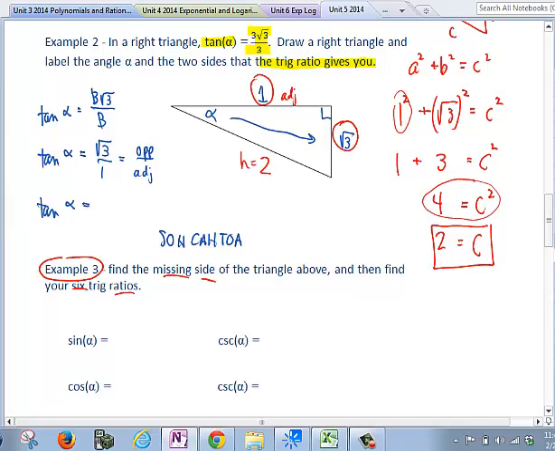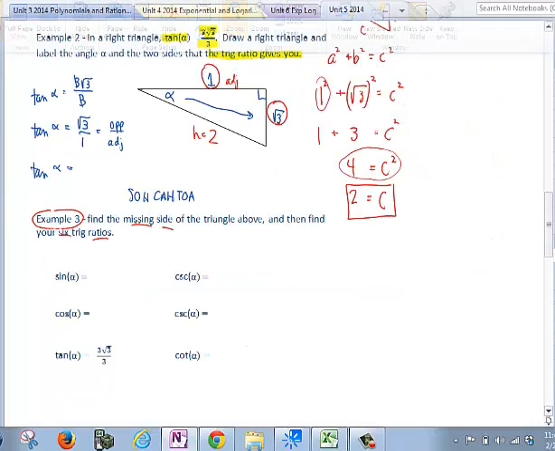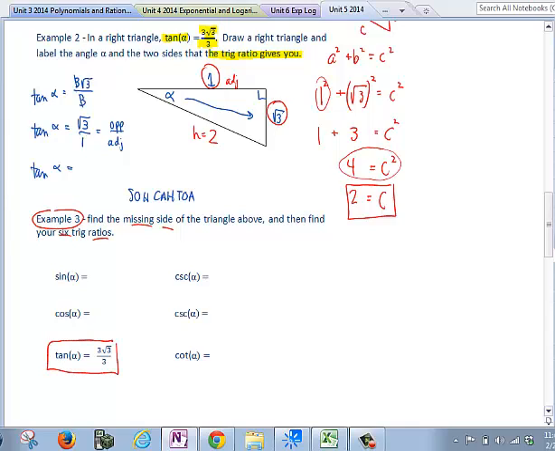So what we're going to do is I'll just zoom out, and since we have the sides now, we should be able to find all 6 trig ratios. Notice tangent is already complete because that's what they gave us. So the sine of alpha is, because it's opposite over hypotenuse, you're going to look for the opposite side being root 3, and just put divided by 2 because that hypotenuse is 2. For the cosine, it's the adjacent side. So that would be 1 over 2, which is hypotenuse.